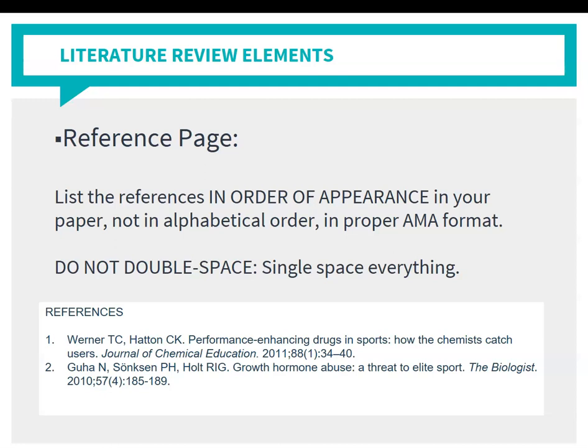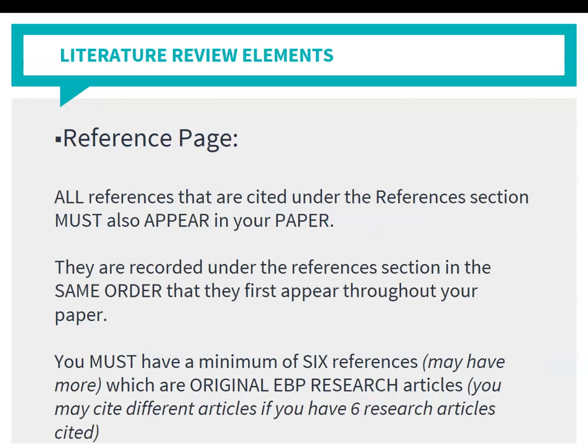It's the authors, then the period, the title of the article that you've used, only capitalizing the first word and potential proper nouns, a period. Then the title of the journal itself is in italics, period, and then the publication year, volume, issue number, and page number. And that is appropriate AMA formatting for journal articles.